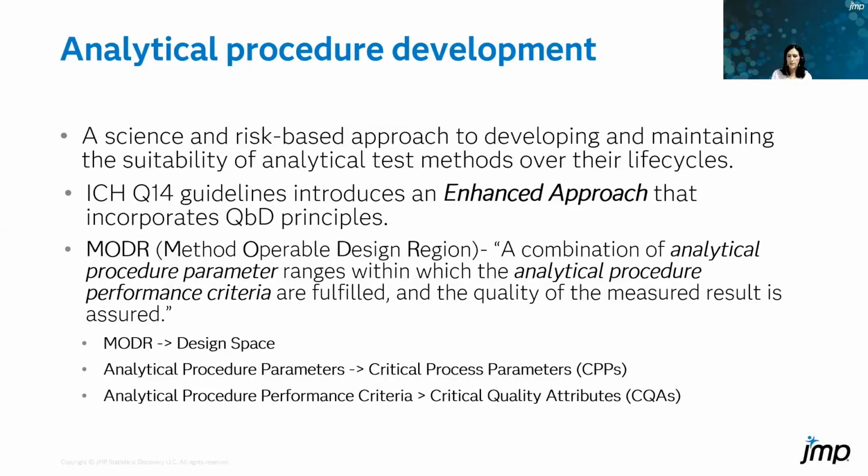So we can think of the MODR as the design space or the optimal operating region, and we can use the design space profiler to find it. We can think of the analytical procedure parameters as critical process parameters and the analytical procedure performance criteria as critical quality attributes. And that's how I'll refer to those mainly in the rest of the talk. Note once again, these ideas and the terminology come from the pharmaceutical industry, but they really can be applied much more broadly.